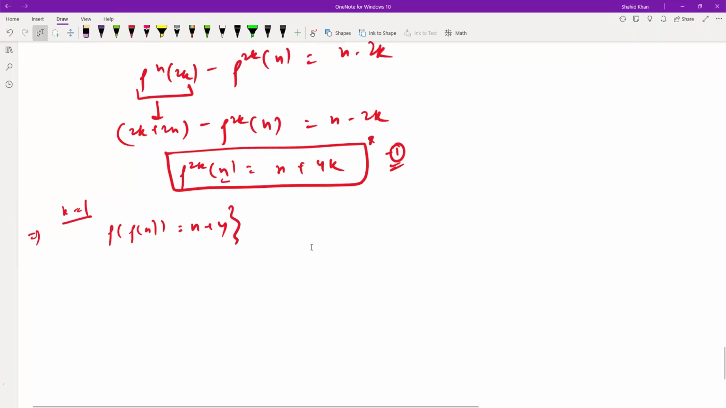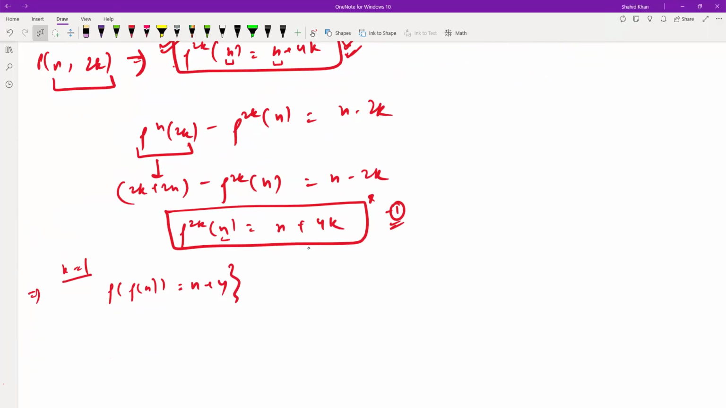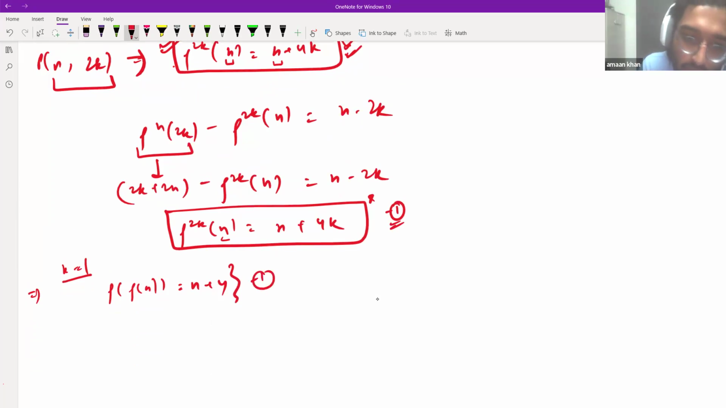Okay, I found it. You'll get the same thing. If you substitute that as well, you'll get the k equal to 1 condition only. But you do have this. Now you need to just reduce it to f of n is n plus 2.